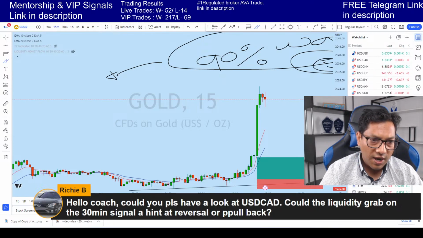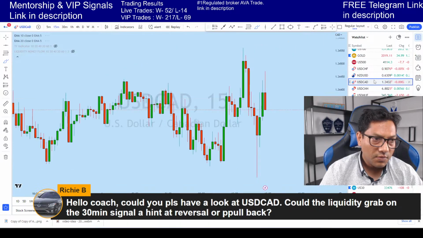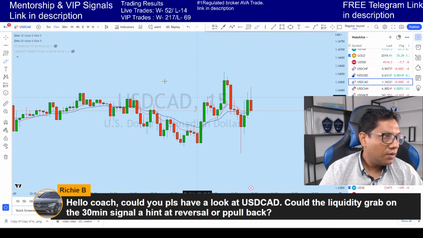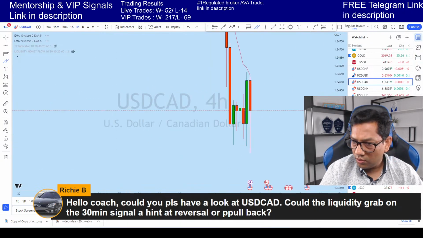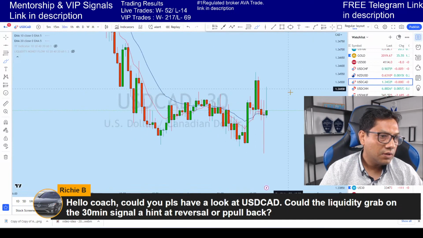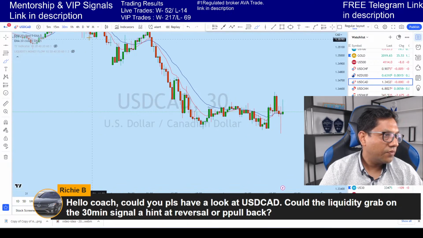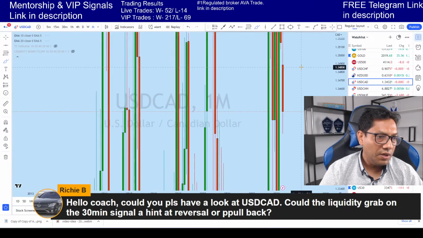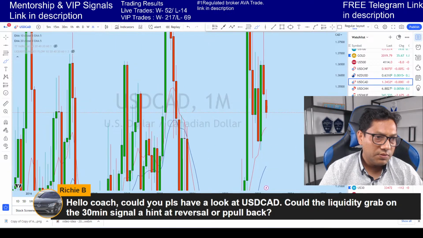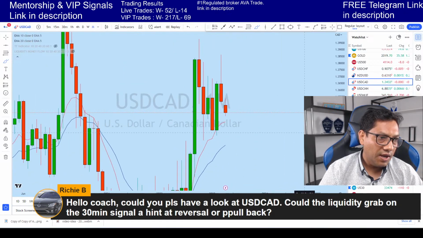Okay, so dollar CAD, on the dollar CAD time frame, 30 minutes, there is a big rejection from the bottom. Let me see the bigger picture, monthly. Okay, this market, you can see there is a monthly gap opening.